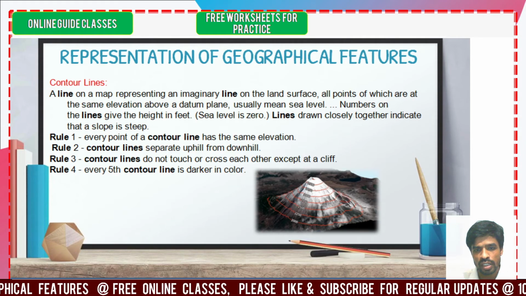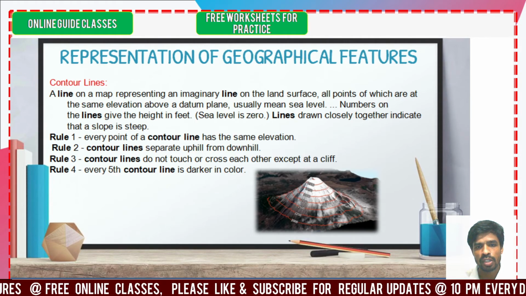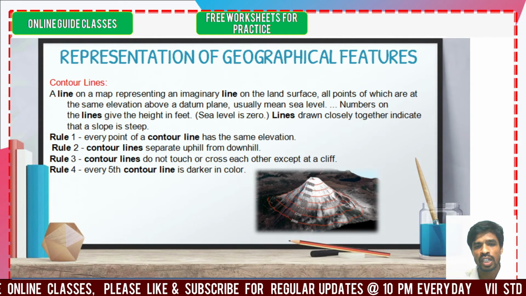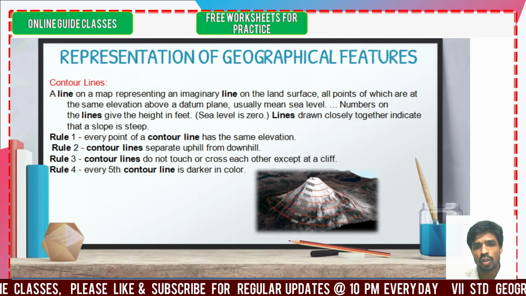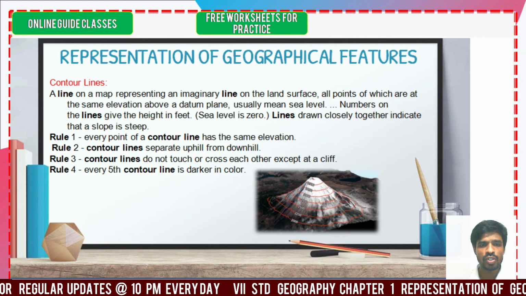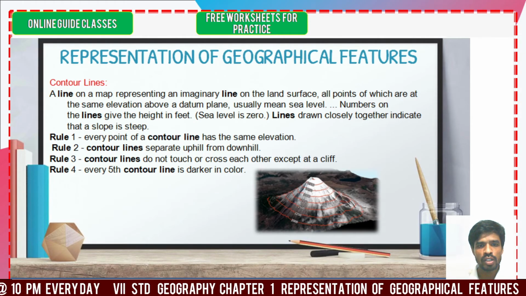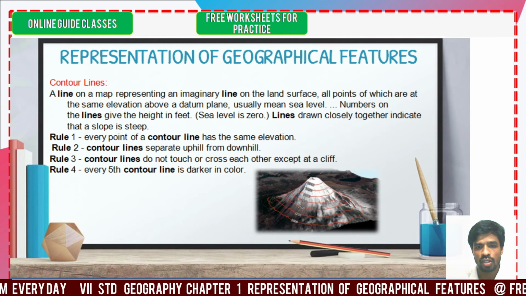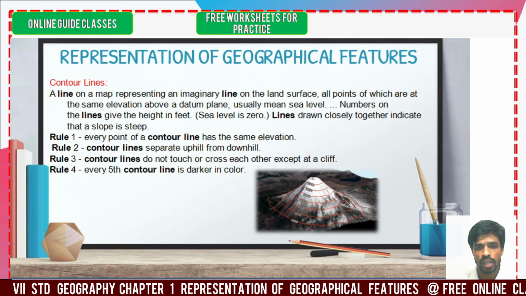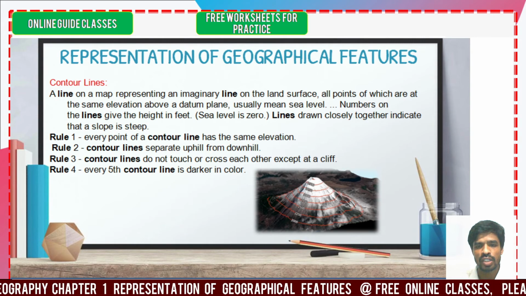Now I hope you all can see the numbers over here. These numbers are giving the height which is measured in feet, and these heights are measured from zero level, sea level. Lines drawn close together indicate that the slope is steep. There are some rules which are to be followed while measuring. Rule number 1: every point on the contour line has the same elevation. Whatever line you are seeing, they have the same elevation, the same heights. There is no gap or difference in the heights.